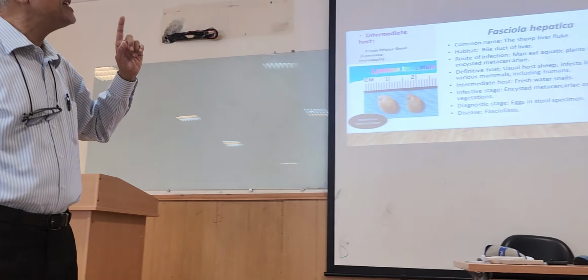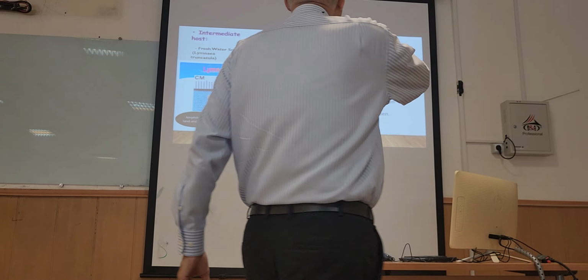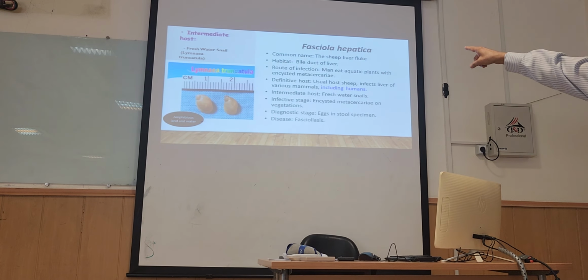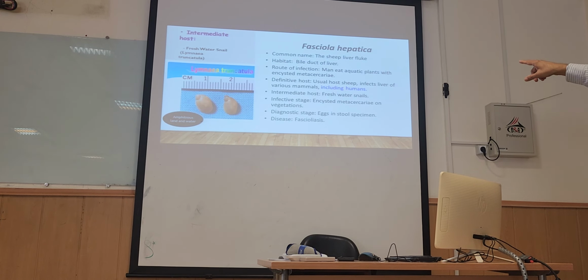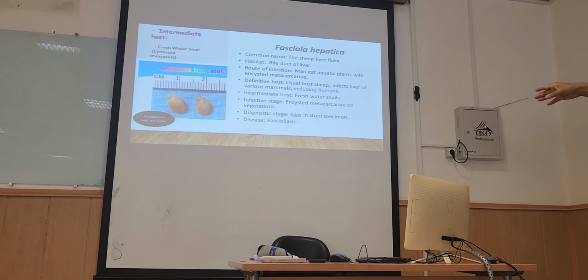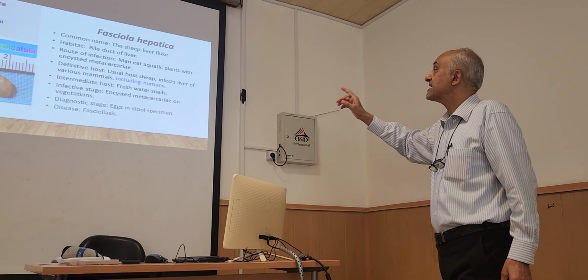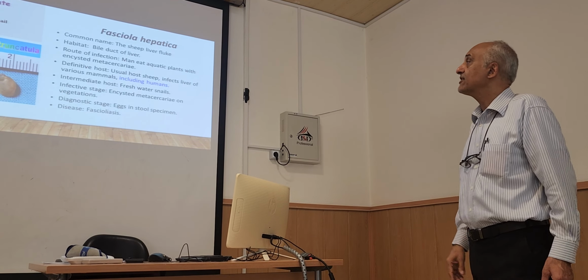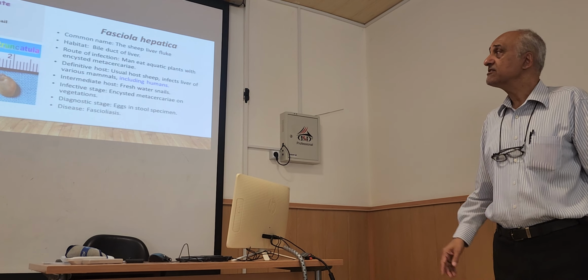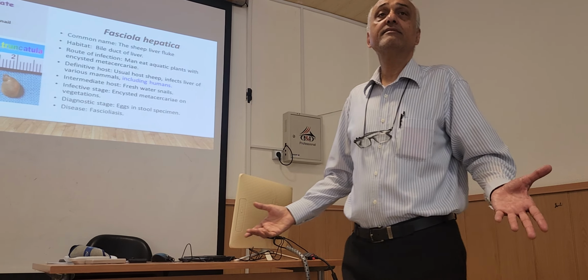Fasciola hepatica, very important. Common name, the sheep liver fluke. Habitat, bile duct of liver. Route of infection in man, aquatic plants with encysted metacercaria. Definitive host, usual host sheep, infects liver of various mammals, including humans. Intermediate host, freshwater snails, Lymnaea truncatula, I told you, and infective stage, encysted metacercaria. Diagnostic stage, eggs in the stool specimen, and the disease is fascioliasis.